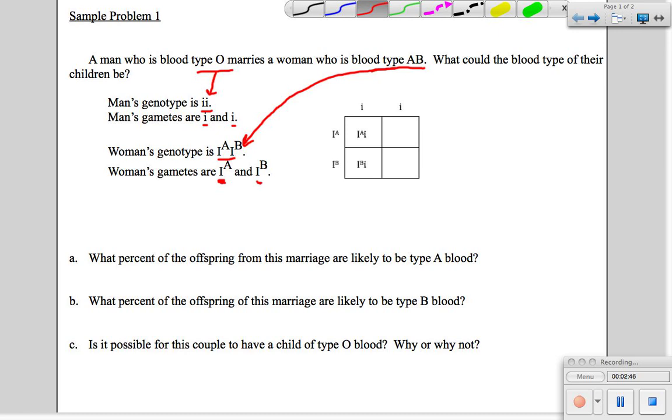I want to figure out what their children look like, so I'm going to go ahead and put it in my Punnett square. Some of this has already been done for you right over here. Let's go ahead and solve. Go ahead and finish the square now as I work on it as well.